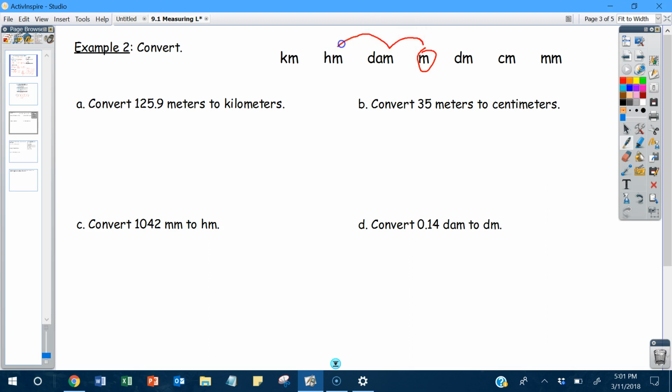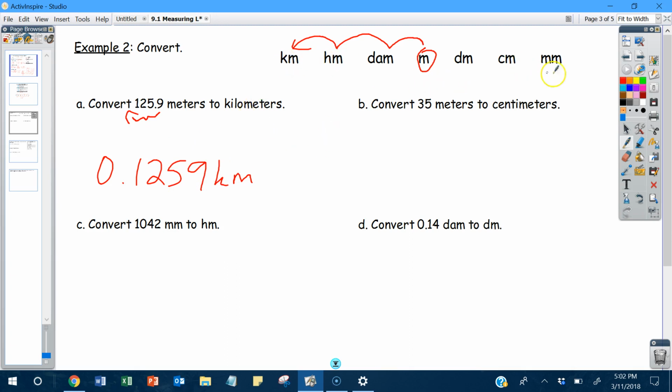So I'm going to go 1, 2, 3 places to the left, if I've written this in order and all that. So that means I'm going to end up dividing by 1,000, which moves the decimal 1, 2, 3 places to the left. There's that little squiggle, which means this is equal to 0.1259 kilometers. Now again, that's the same thing as me dividing by 1,000, which again, you would know that's moving the decimal 3 places to the left.